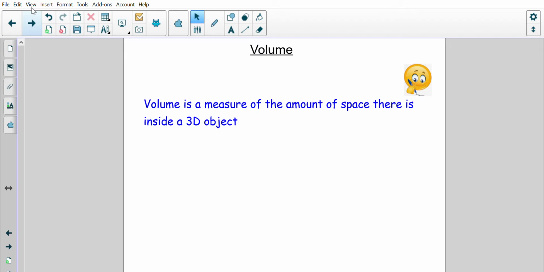Can you write the definition of volume down into your exercise book? So volume is a measure of the amount of space there is inside a 3D object. So we mustn't get volume muddled up with surface area. Surface area, remember, is the area of each surface added together, whereas volume is how much space there is inside something.